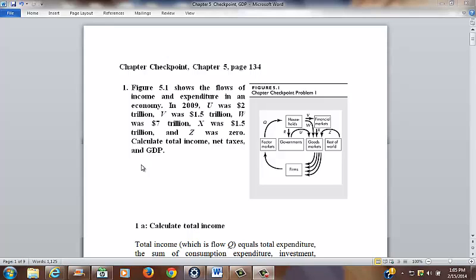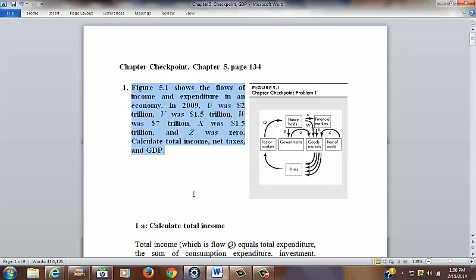I want to review the chapter checkpoint in chapter 5, which is on page 134, and go over the concept of the GDP. I'll go over the questions and the answers for this checkpoint, and if you have further questions, please let me know. Question 1 reads as follows.